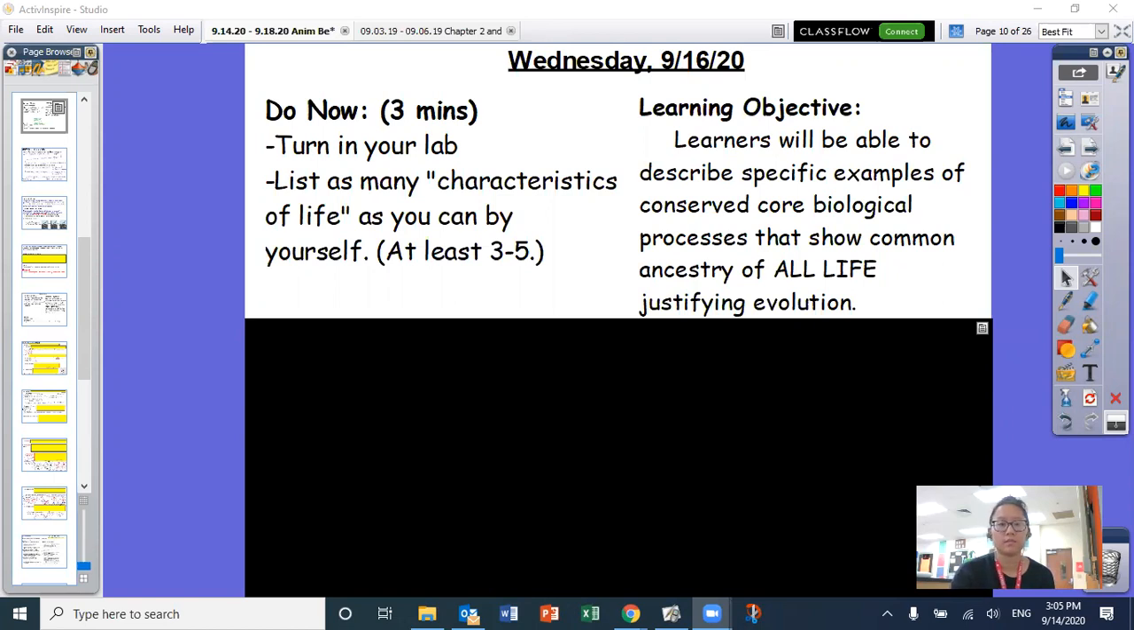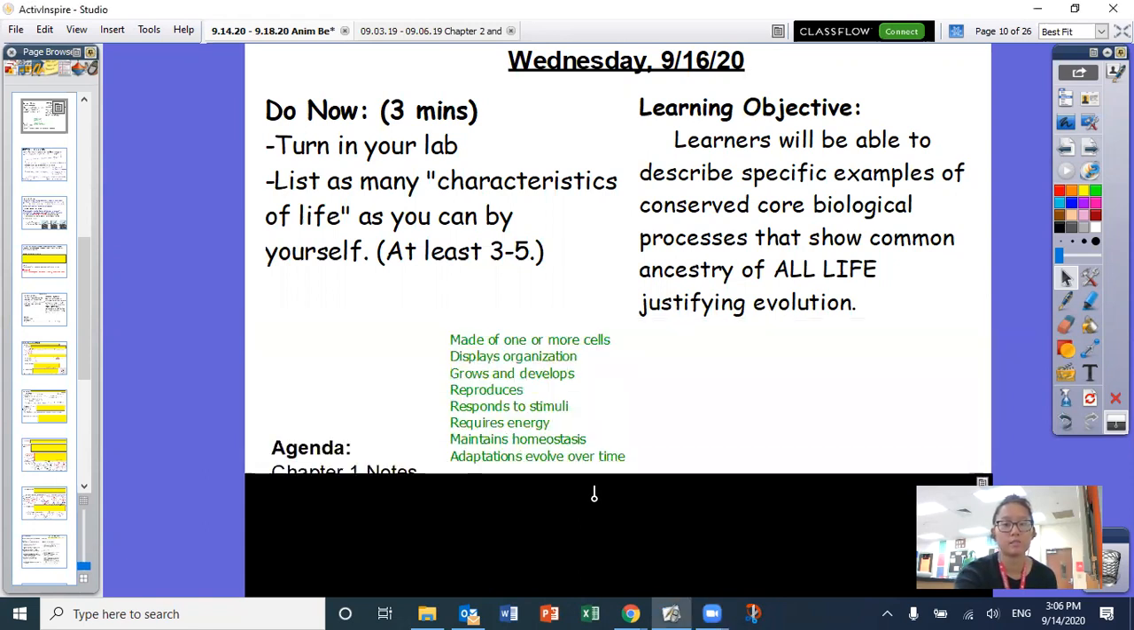All right, now that you've listed as many as you can, let's look at the objective. So we're going to be talking about describing specific examples of conserved core biological processes that show common ancestry of all life, justifying evolution. So that's kind of the intro chapter, which is chapter 1 into AP Bio. And let's kind of see how your list of characteristics of life compares to the actual full list.